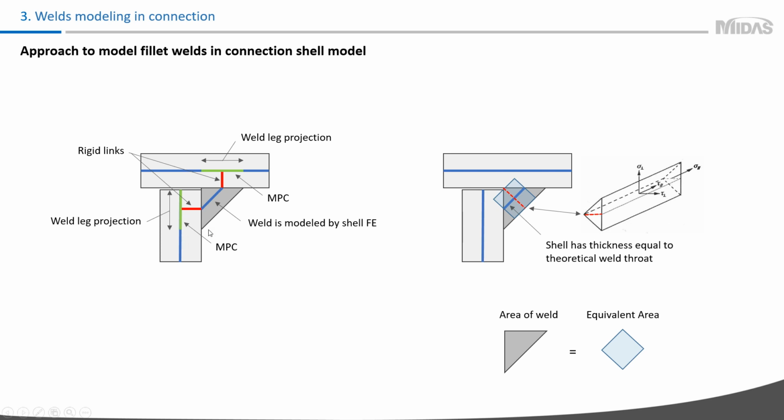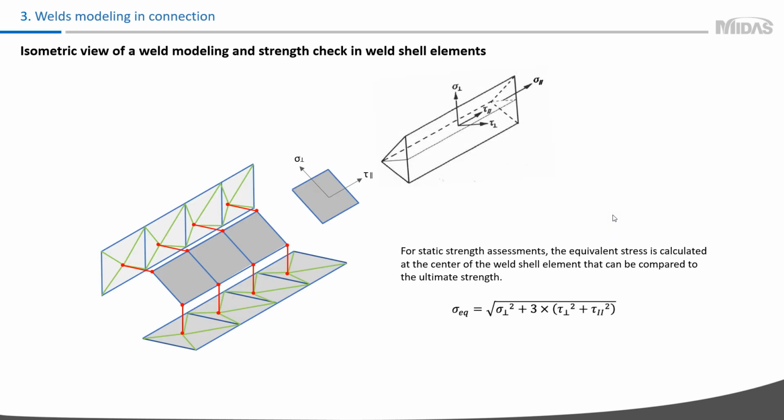these welds. Here weld is modeled by shell elements, and shell arranged between a mid points of weld legs line, and these shell elements are connected with a mid surfaces of plate by rigid links and multi-point constraints. The thickness of the weld is equal to the theoretical weld throat length.